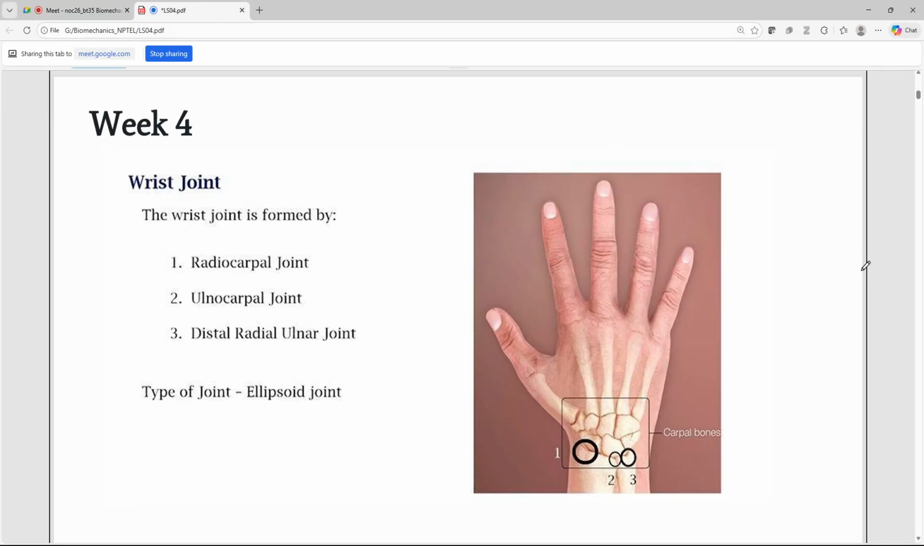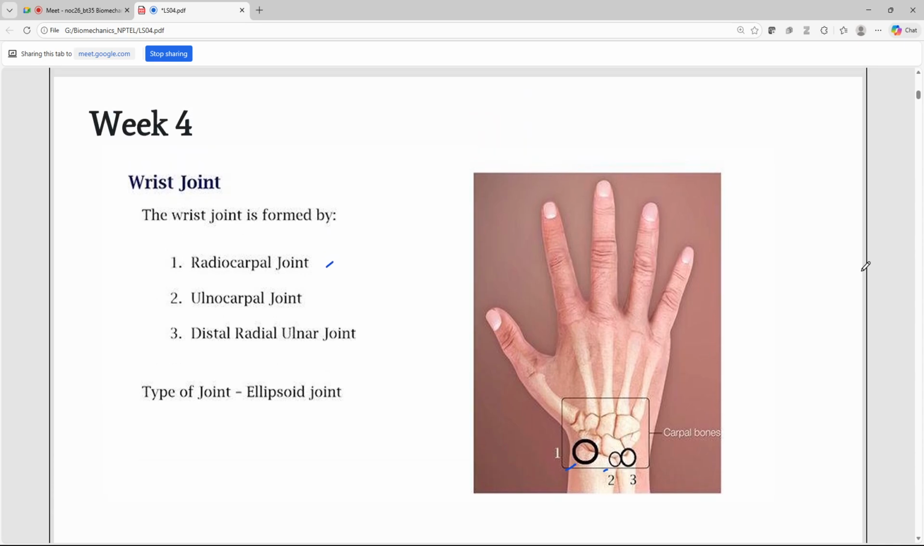So you know that 2 bones join to form the wrist, radius and ulna. Joints formed in the wrist, there are 3 joints, which are the radiocarpal joint, which is this one, the ulnocarpal joint, and the distal radioulnar joint. These are the 3 joints which radius and ulna create in the wrist.